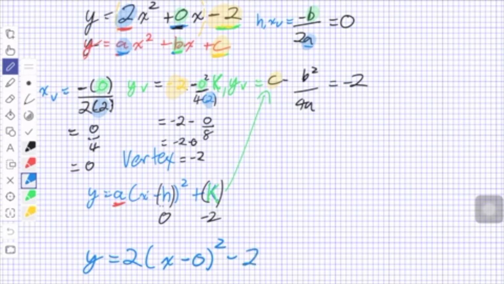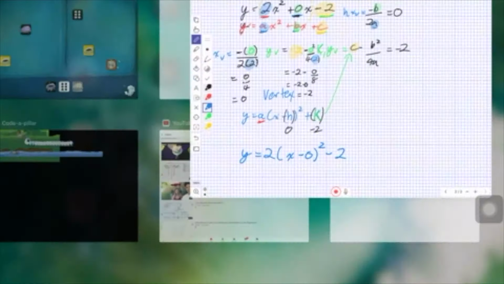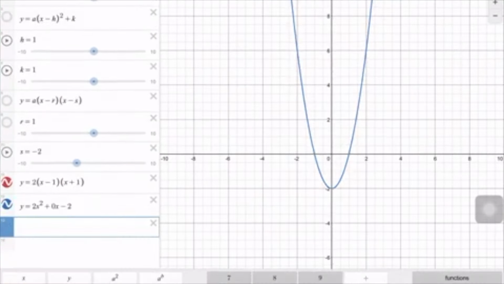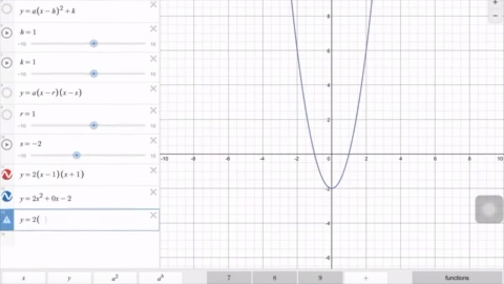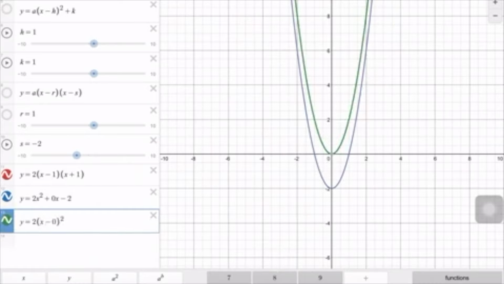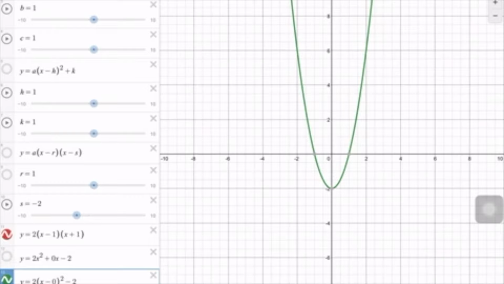Let's put it in Desmos and see if it overlaps with everything else we had done. In Desmos, what that should be is y is equal to the number 2 bracket x minus 0 squared minus 2. And it turns out the green overlaps the red, which overlaps the blue. Can we see the blue? Yeah, we can. They all overlap each other. So these three equations are all the exact same equation, but they're written in different forms.